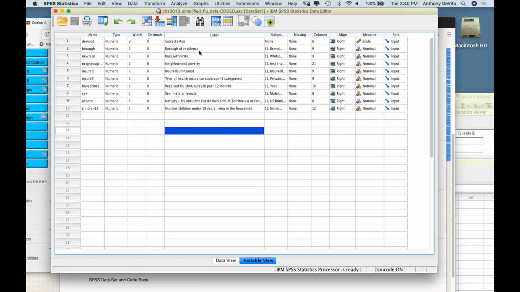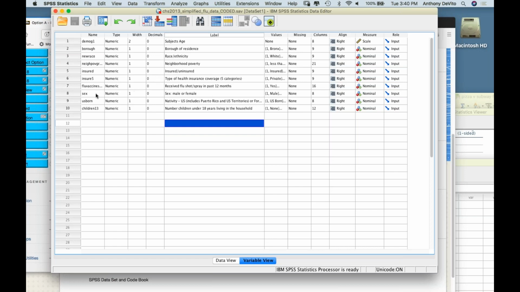Subject's age, borough of residence, race, neighborhood, insured or uninsured, type of health insurance, received a flu shot, sex, male or female, nativity, that means whether you're born in the United States or not, number of children under 18 years living in the household. So which two variables might you want to look at to see if there's an association? Flu shot and insurance. So where are those two?